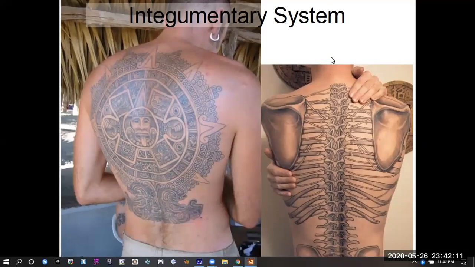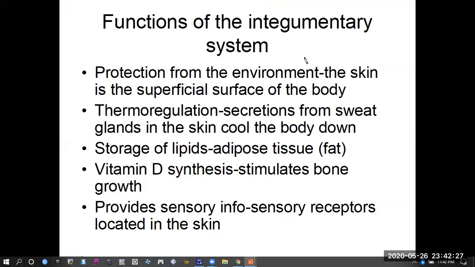We're moving into our first organ system, the integumentary system. So this includes, of course, the layers of skin, the organs of the skin, the hair and nails that develop from within. Let's move along. So we have a more complete list of functions for the integument.